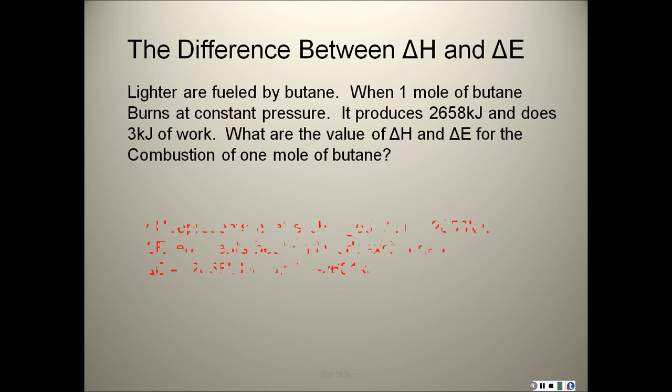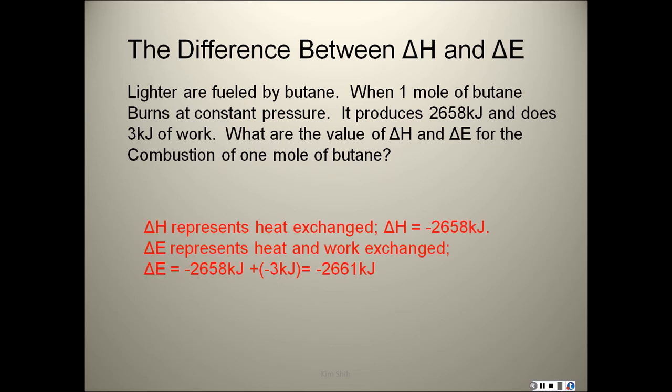Well, let's start with delta H and delta E and what they mean. Delta H represents heat exchange. We know it's exothermic because we're talking about butane burning, right? So we know that delta H is negative 2,658 kilojoules. Good to go. And delta H is equal to Q subscript P when under constant pressure.